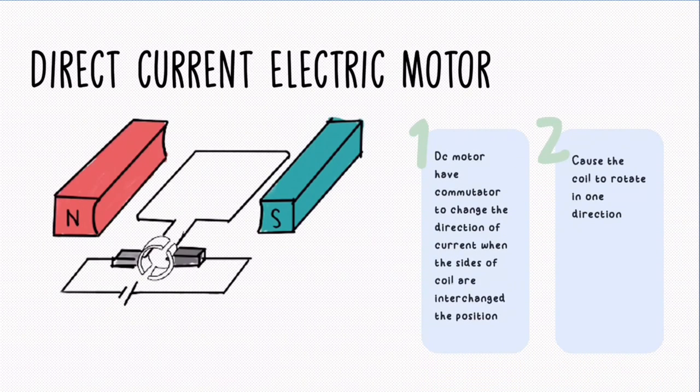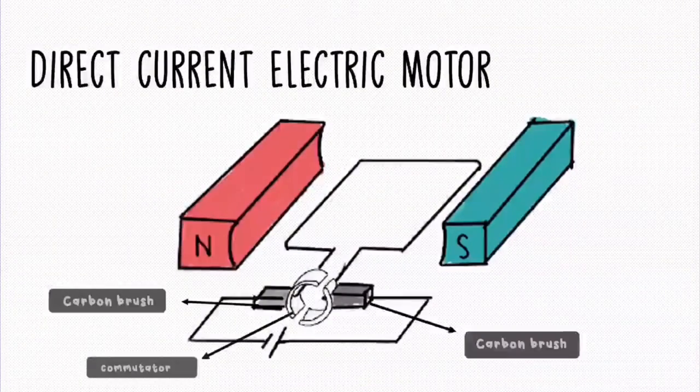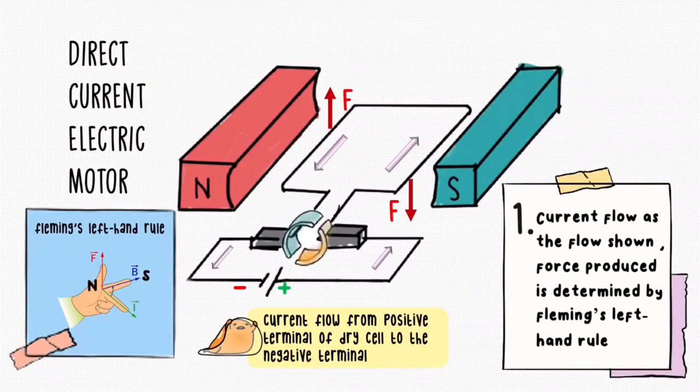One of the electric motors is the direct current electric motor. A DC motor has a commutator to change the direction of current when the sides of the coil interchange position. This causes the coil to rotate in one direction. So let me explain to you how it works. Before that, the DC motor has a commutator which is touching the two carbon brushes. First of all, as we know, current flows from the positive terminal of the dry cell to the negative terminal of the dry cell. So the current flows as shown in the diagram.